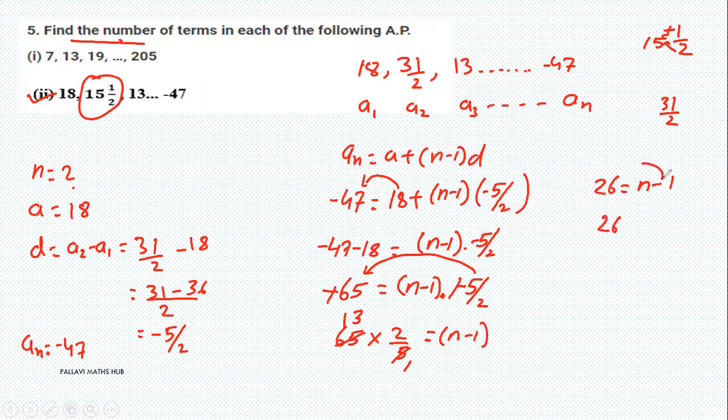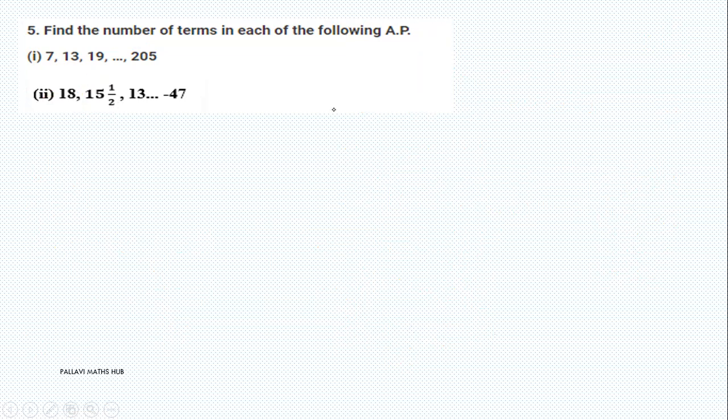26 minus 1, take it to the left-hand side, it becomes plus 1, equals N. 26 plus 1 is 27. So what is the answer? N value is 27. I hope all of you understood this one. Next, sixth sum.